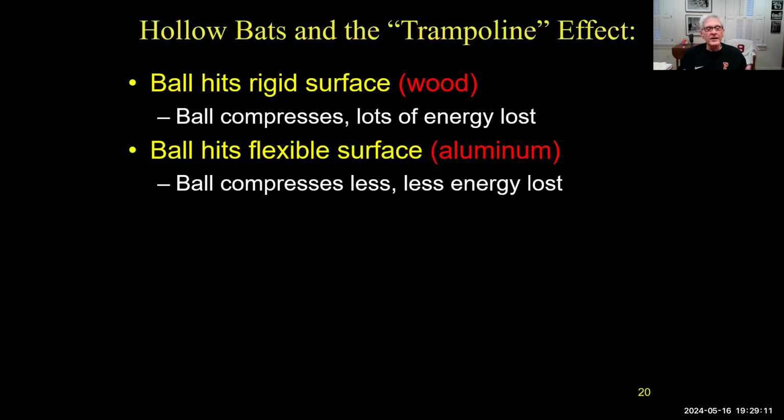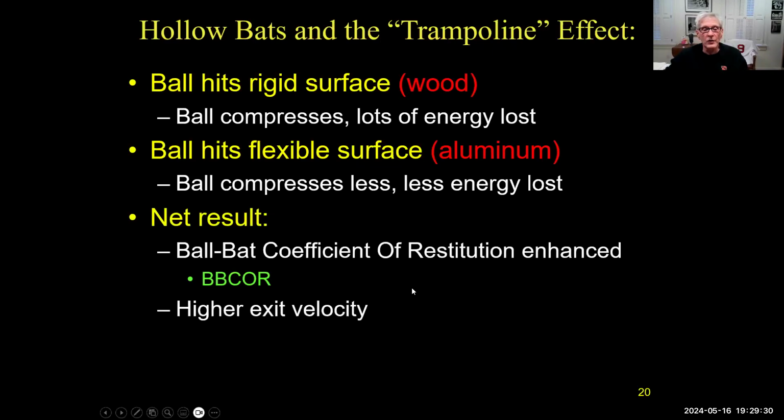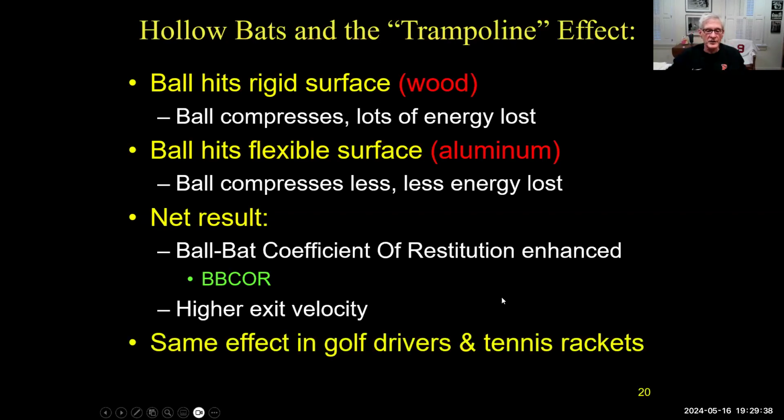And why is it called that? Imagine bouncing up and down on the floor versus bouncing yourself up and down on a trampoline. The trampoline can give, just like the surface of an aluminum bat can give, and it gives back to the ball again. And there's something called the ball-bat coefficient of restitution, which is enhanced with an aluminum bat, and therefore you get higher exit velocities.